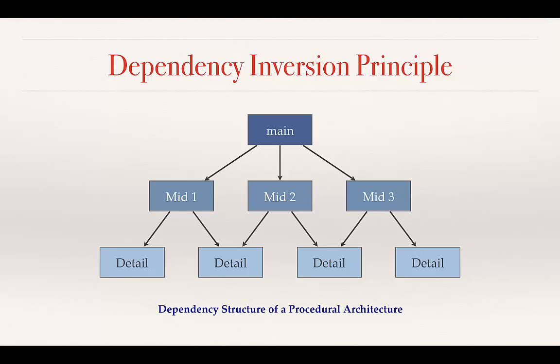The problem is that if something in the detailed modules changes, those changes run the risk of affecting everything that depends on them. So if the last detail module in this architecture has to be modified for any reason, that change can have an effect on the mid-level module mid-3. And if the mid-level module mid-3 has to change, that in turn could affect the main module. But this shouldn't have to be the case.